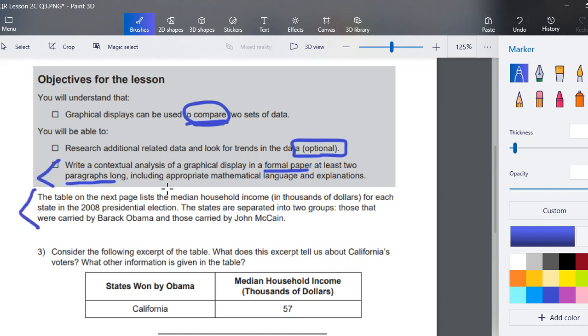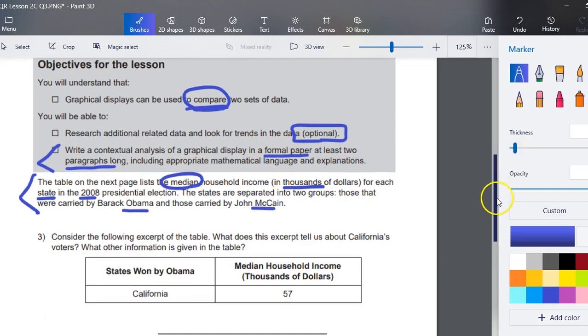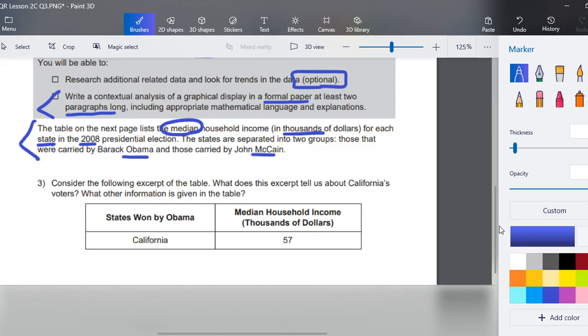The table on the next page lists the median household income in thousands of dollars. And all this semester, you're going to hear me say, look at the chart, analyze the chart before you even start digging into the chart, what's going on with the axes, the titles. And it says this is for each state in the 2008 presidential election. The states are separated into groups, those that were carried by Barack Obama and those that were carried by John McCain. Question number 3 is below and says, consider the following excerpt from this table, what does it tell us about California's votes and what other information is given in the table?